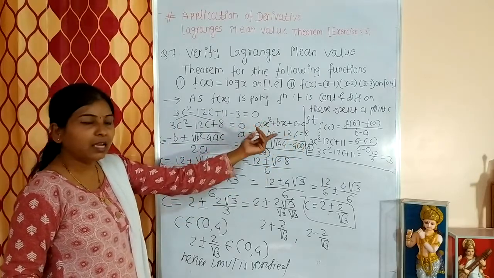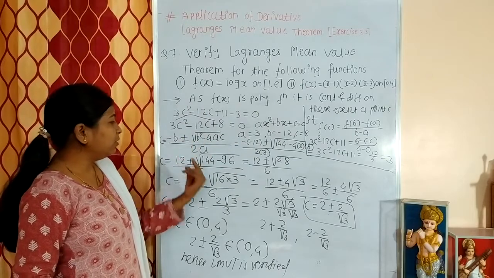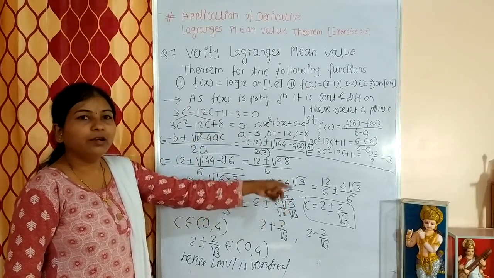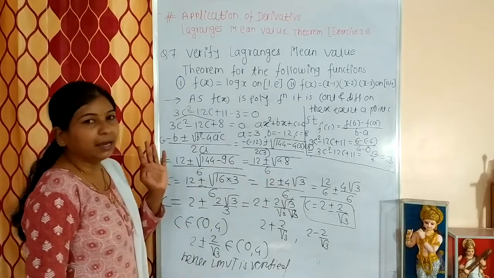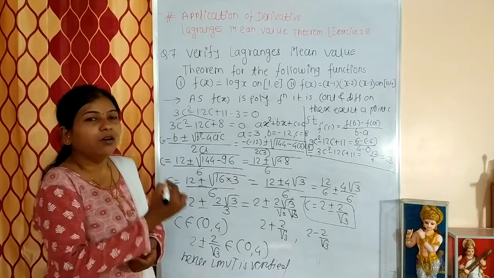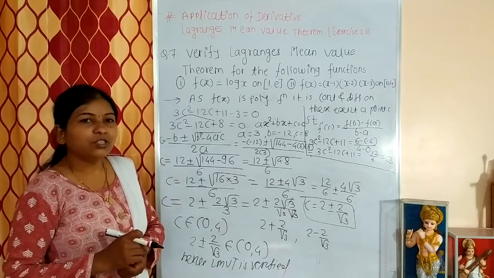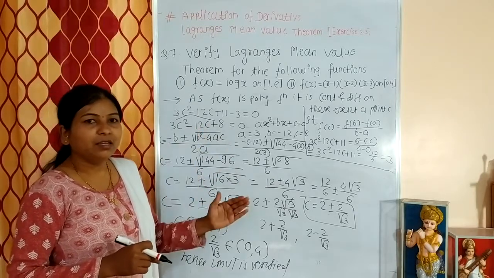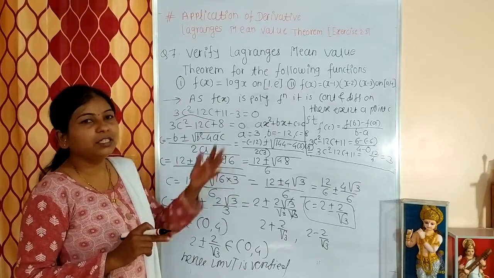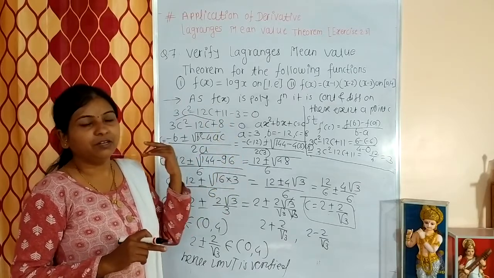We solve this quadratic equation. It is not directly solvable, then use the formula method. Then by using the formula method we get two values of c. Then both values lie in this interval. Therefore, in this way, the LMVT is verified. In this way, all the examples under this question number 7, the criteria is the same, you have to solve in the same way. That is continuity, differentiability, and the value of a function has to be found.